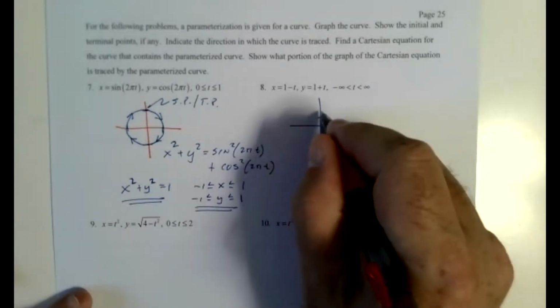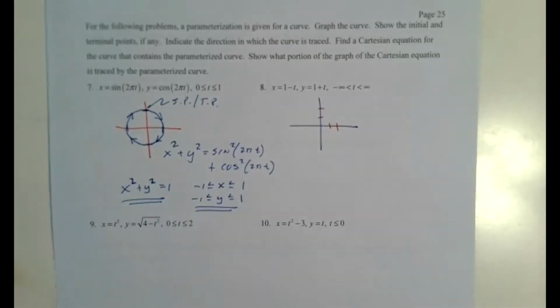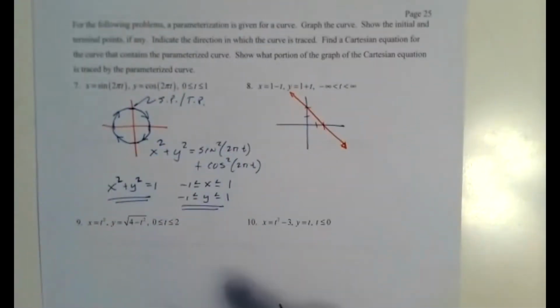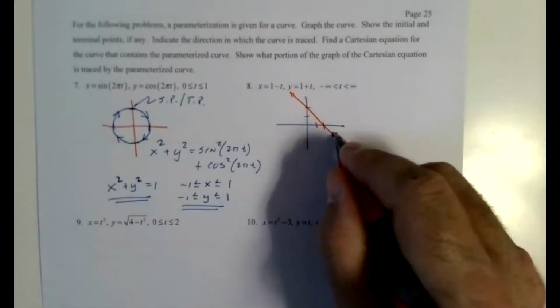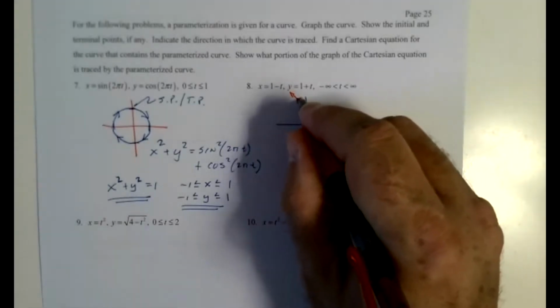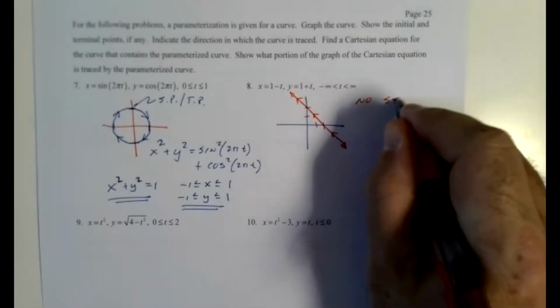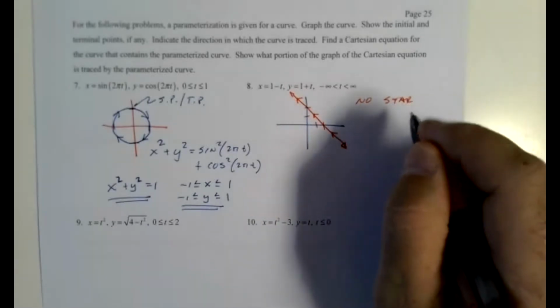2 to 2. Apologize for moving this, but last line I tried to draw like this did not work. And it starts out here at negative infinity and goes up the curve. No starting point or terminal point.